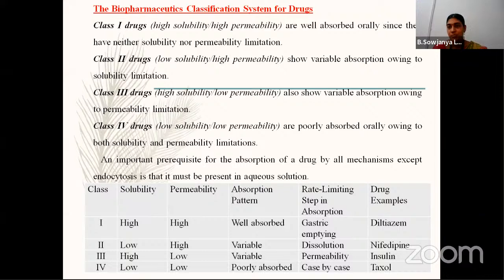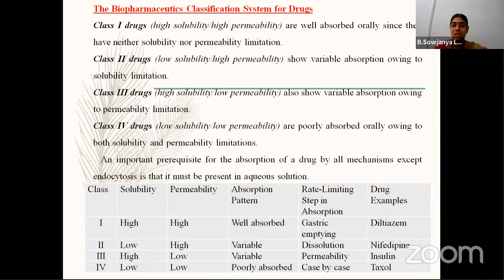In class 4, solubility and permeability both are low. So both have to be enhanced, and enhancing both takes a lot of time. So mostly the manufacturers or investigators go for class 2 and class 3 drugs, where any one parameter is to be enhanced, either solubility or permeability. Based on that, the rate limiting step in the dissolution process changes somewhat.